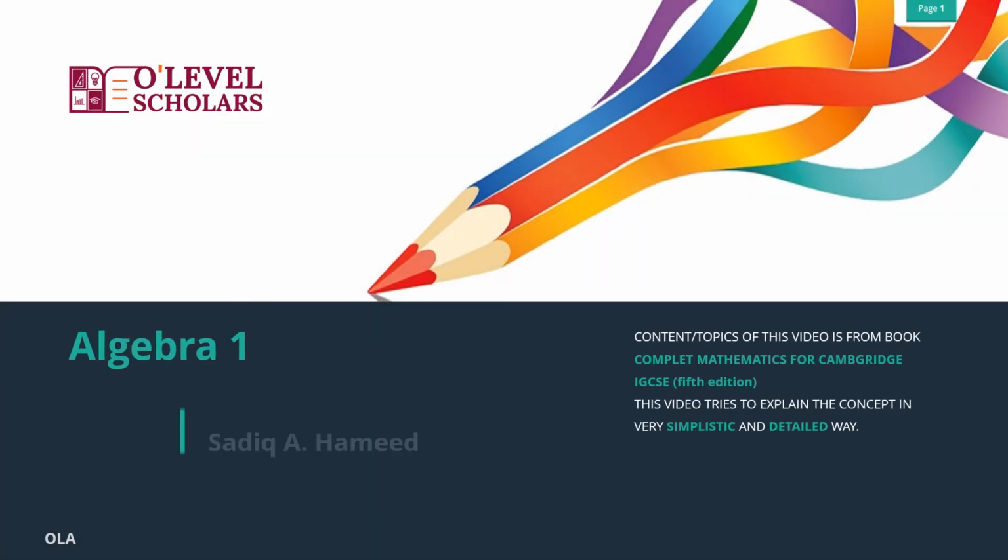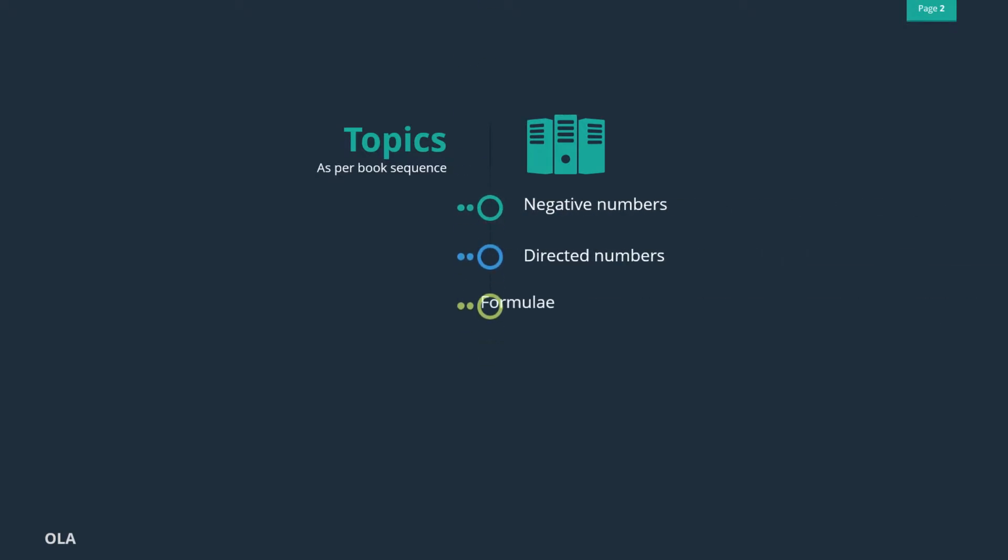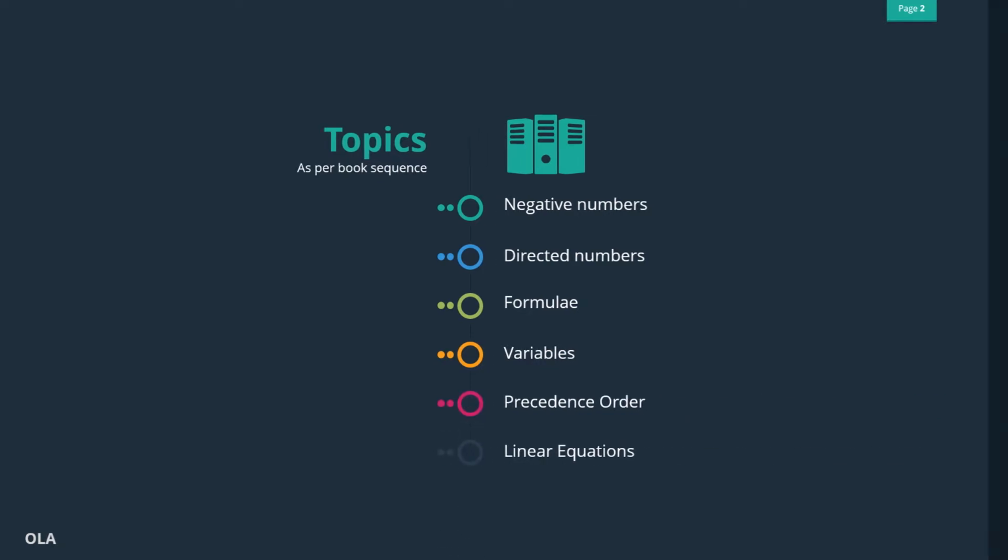Complete Mathematics for Cambridge IGCSE, 5th edition, Chapter Algebra 1. In this lesson, we are going to cover negative numbers, directed numbers, variables and formulae, precedence order, and linear equations.